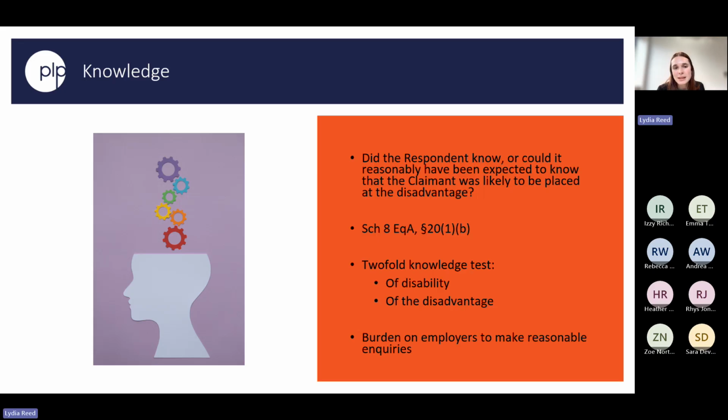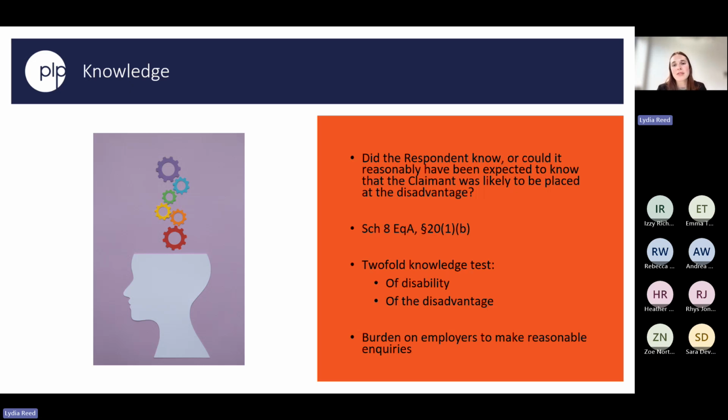Knowledge is really crucial to a reasonable adjustments claim. It's important from a respondent's point of view, because if you don't have knowledge, it can be a complete defence to the claim. The question on the slide is often one that will appear in the list of issues, and it really adopts the wording from paragraph 21B in Schedule 8 of the Equality Act.